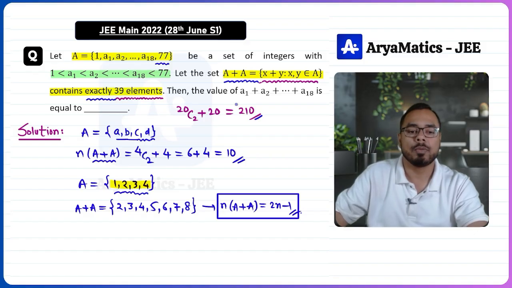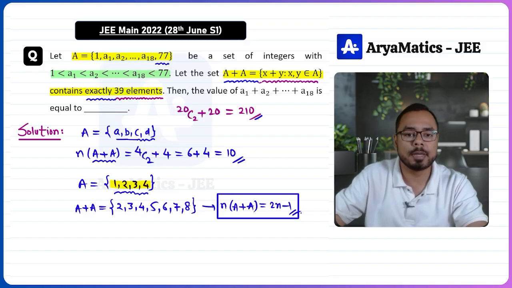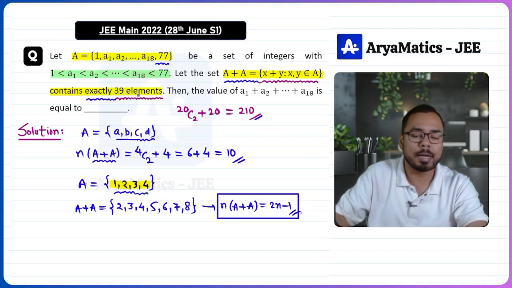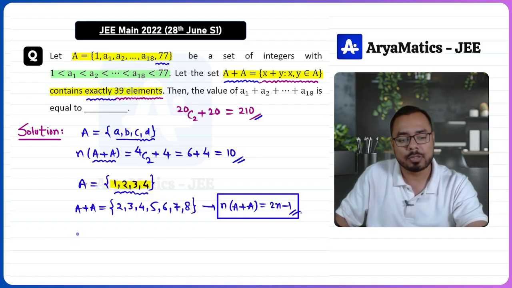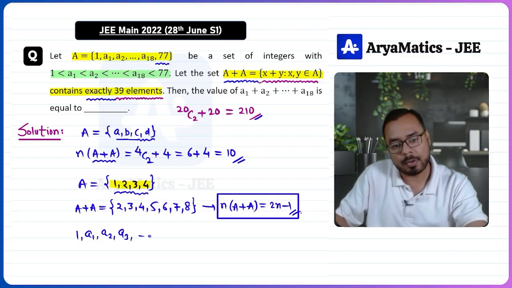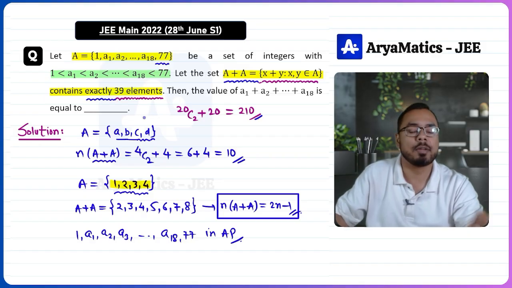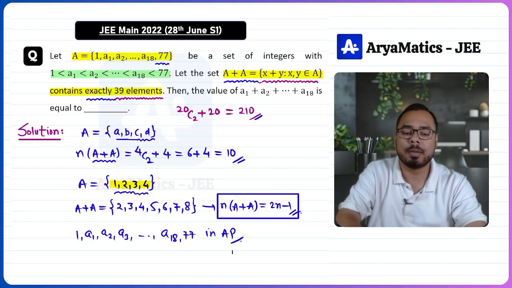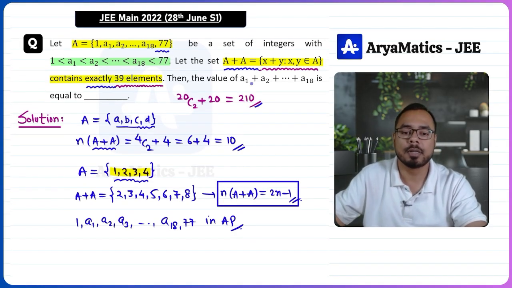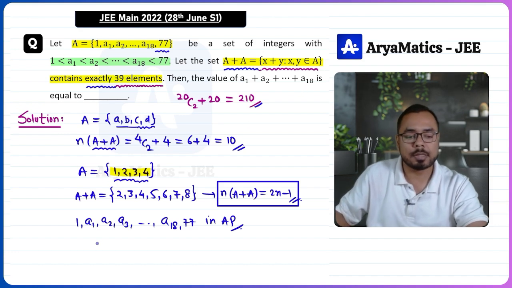Now here, once you establish that all of these numbers must be in AP, because there are 39 elements in A plus A, so these numbers 1, and then you have A1, A2, A3 and so on up to A18 and then 77, these must be in AP. Then only you will get only 39 terms. Now the problem is very simple. We need the sum of these 18 elements.